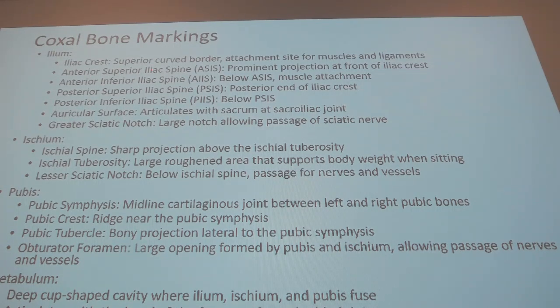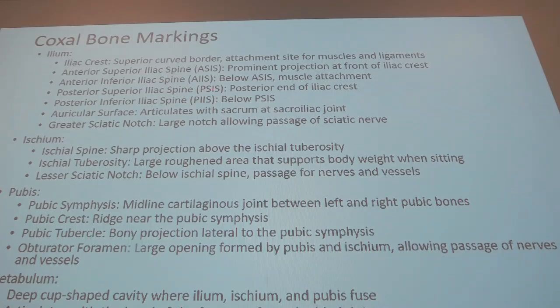ASIS, anterior superior iliac spine, is a prominent projection anterior to the iliac crest. And then AIIS, anterior inferior iliac spine, is found just below the anterior superior iliac spine. That one is almost impossible to touch. And this is an area for muscle attachment.